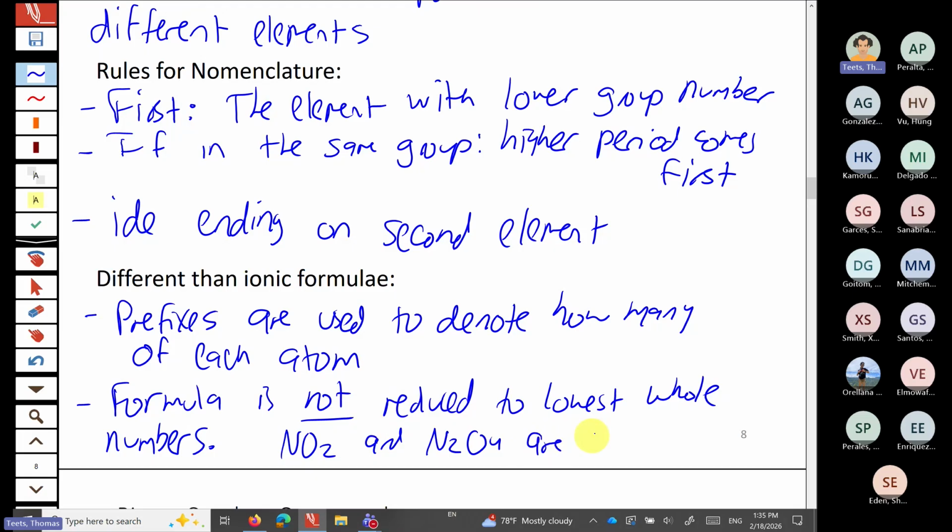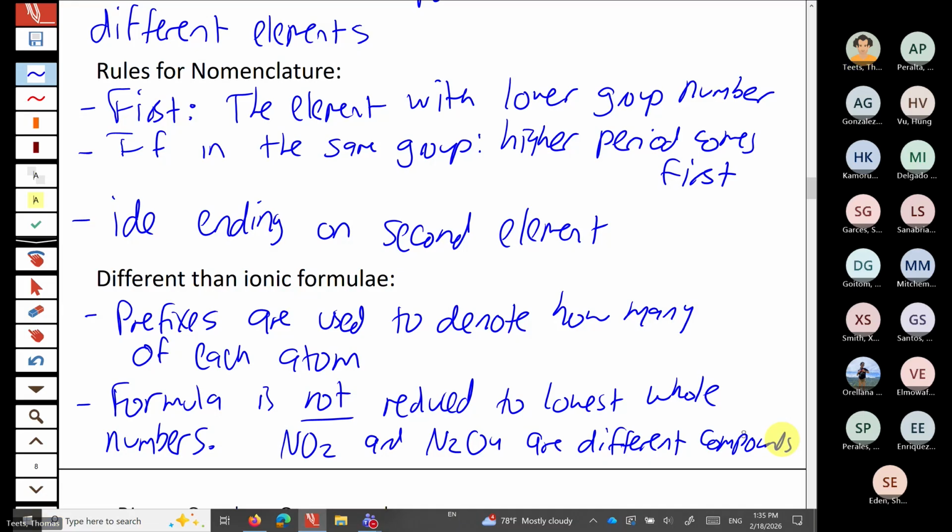So we can't just go about reducing formulas of covalent compounds because often that then changes it to a totally different compound. So if you're given the name of a covalent compound, the prefixes in that name directly tell you how many elements of each there are, and you just directly translate that to a formula. Don't do any reduction of those or any changes on those coefficients at all on the subscripts.